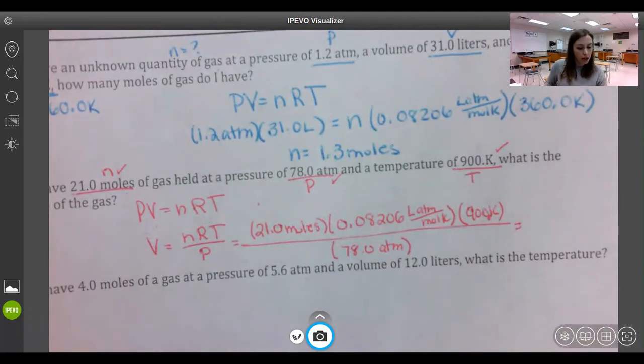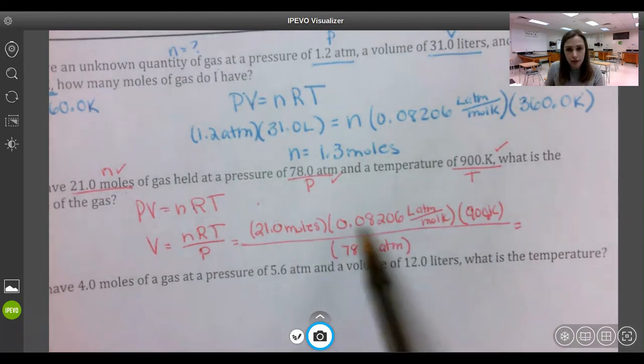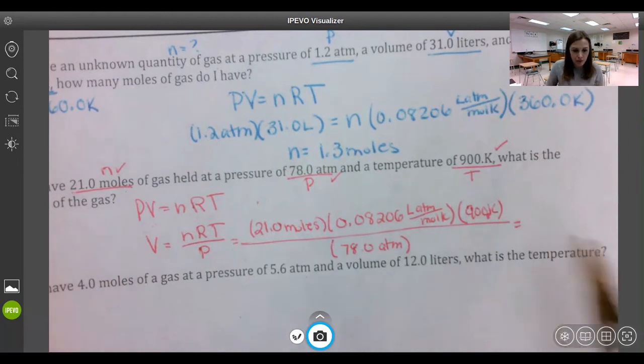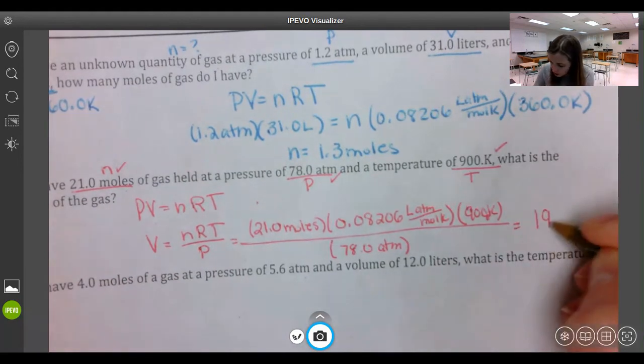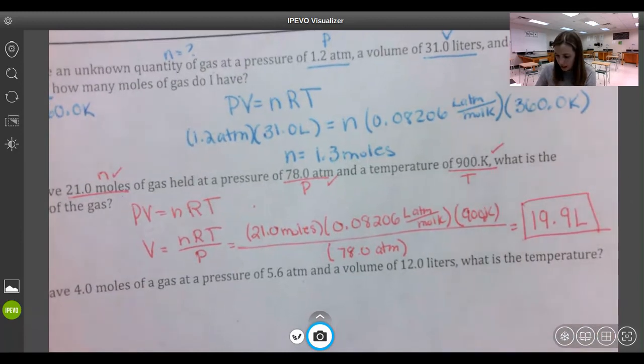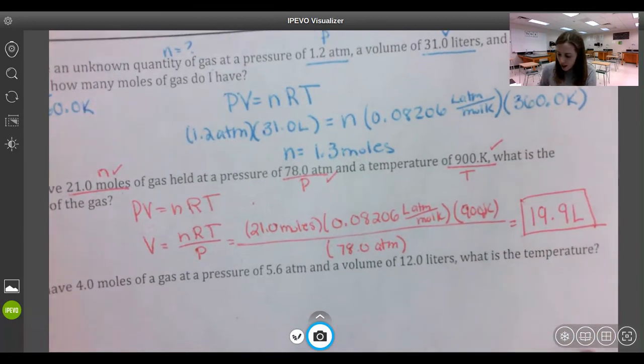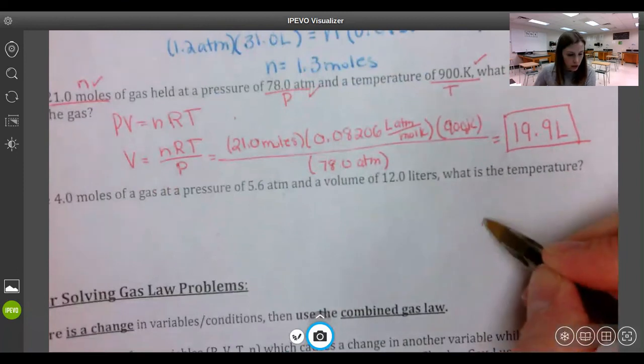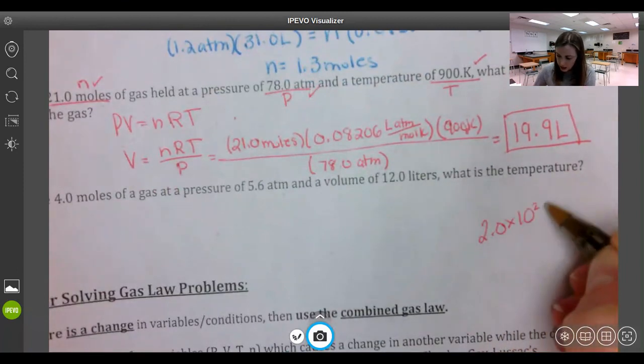And then when you plug that all in, and in this case, I'm going to put it to 3 sig figs based on, don't look at the constant. I'm looking at these three numbers. They all happen to have 3 sig figs. So my answer will be to 3 sig figs. That gas would have to have a volume of 19.9 liters. Okay. If you do end up trying out number 3, you should get 2.0 times 10 to the second Kelvin when you do that one if you want to try it out.